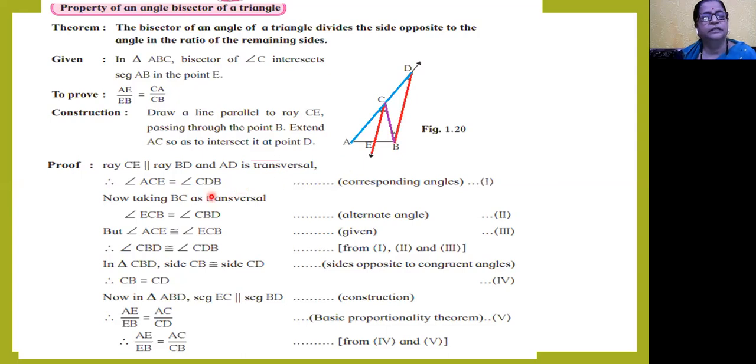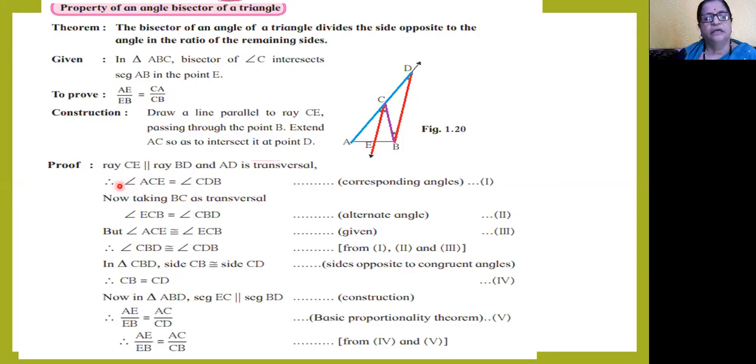Then construction. Draw a line parallel to the ray CE passing through the point B, and extend AC so as to intersect it at a point D. Here, see, it is a line drawn and it intersects at a point D. Proof: ray CE is parallel to ray BD and AD is a transversal.